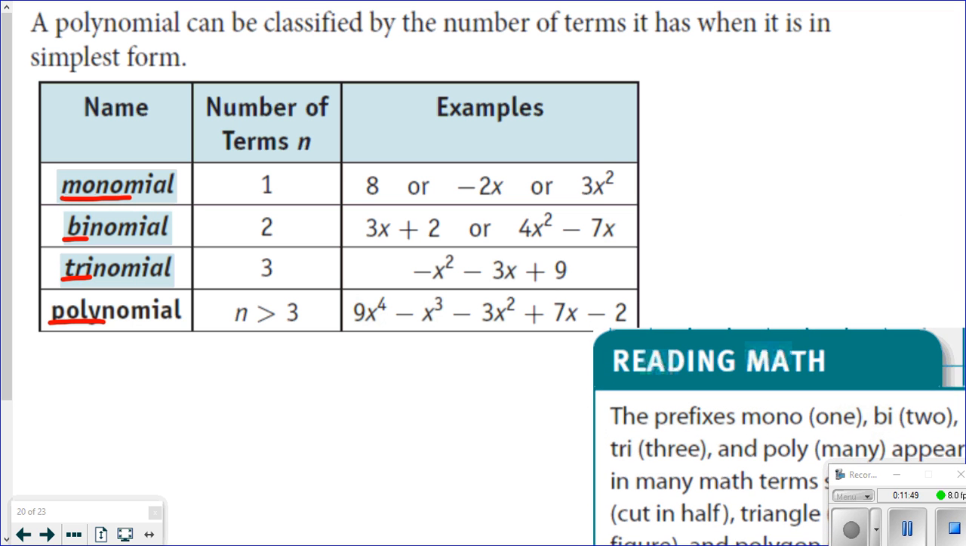So we are going to fill this into our note sheet, but a monomial has 1 term, and they give us 3 examples: 8, or -2x, or 3x squared. Binomial is 2 terms, trinomial is 3 terms, and then this is 4 or more is another way to think of it. And so this one has 1, 2, 3, 4, 5 terms.